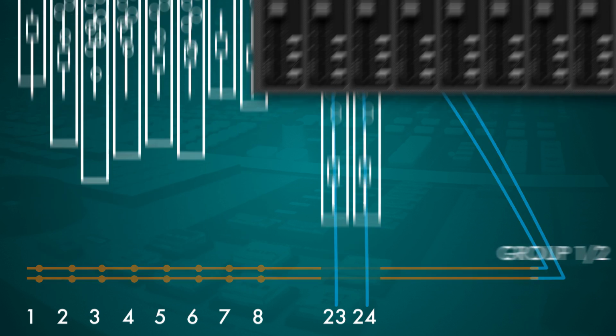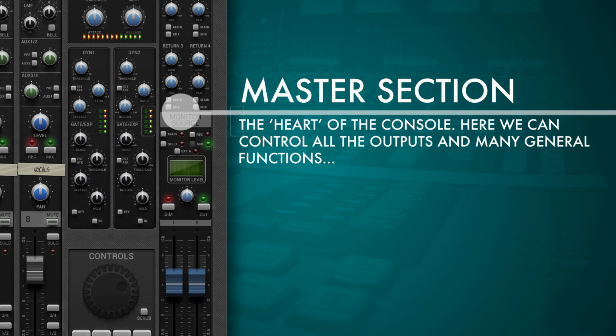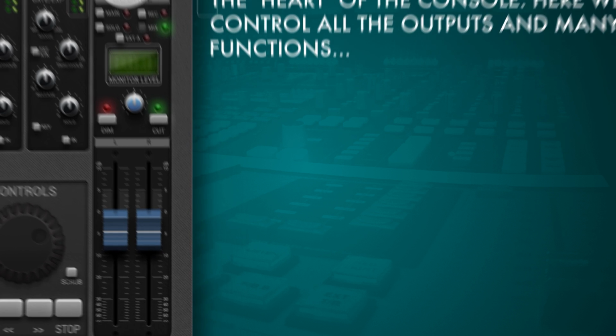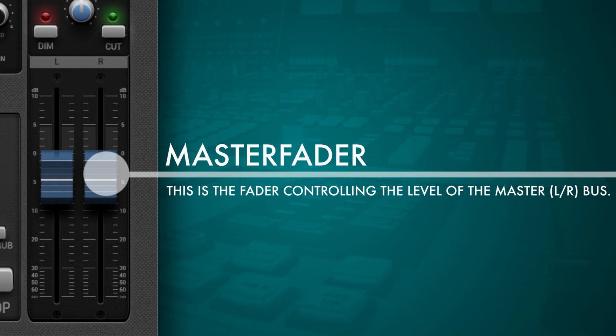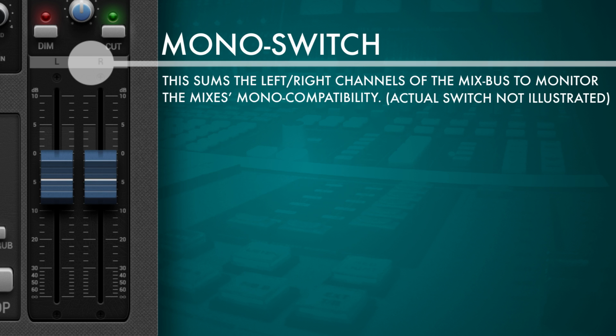So now that we've seen the channel strip, let's take a look at the master section. In the master section we control the mix, and this is basically the heart of the console. Here we can control things like the master fader. We've got a mono switch, which allows us to sum our left-right bus into a mono mix, which is really helpful to check any phase problems.